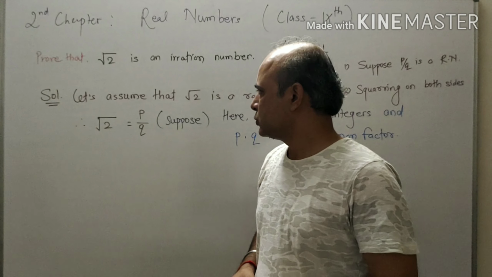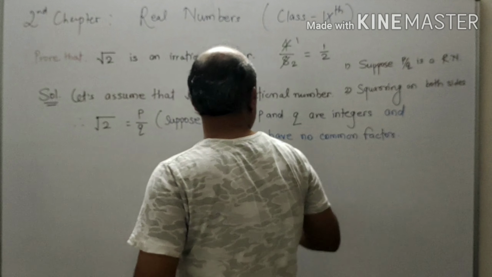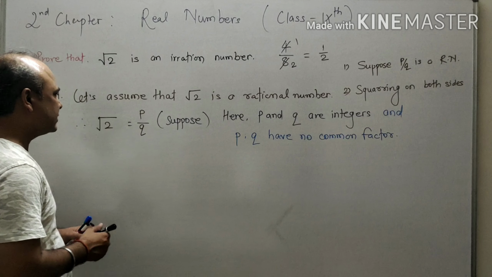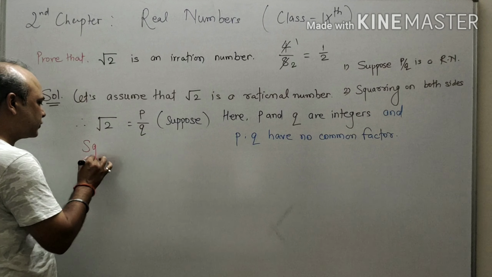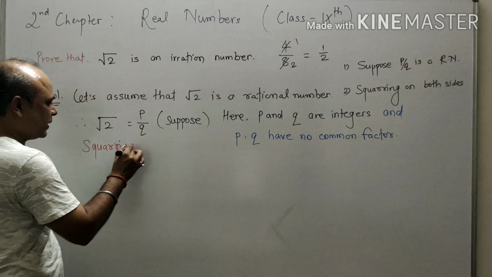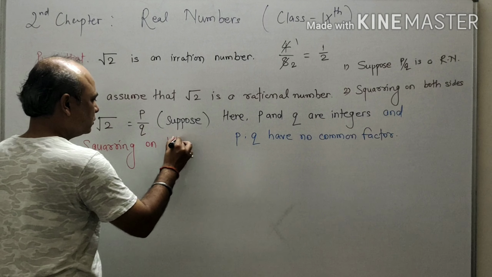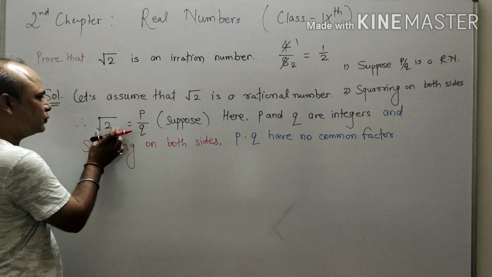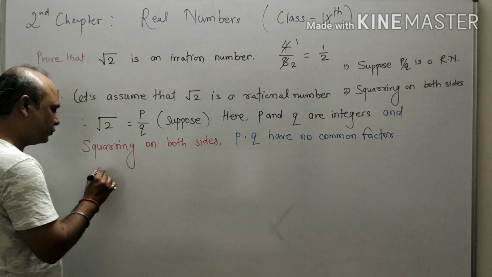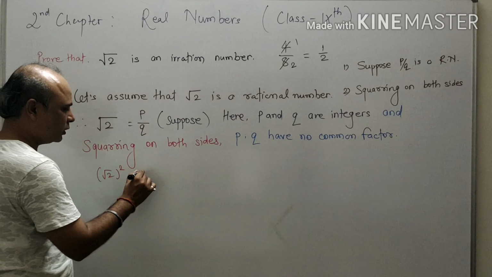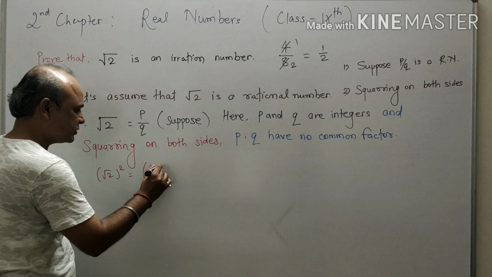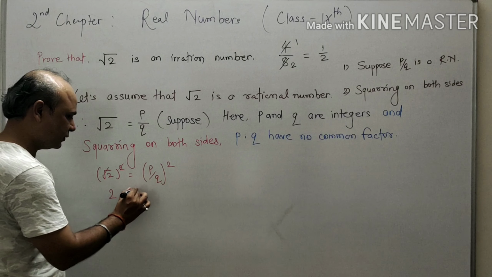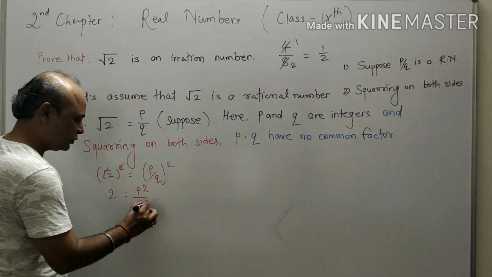Okay student, so now next step is what? Next step, squaring on both sides. So I will write squaring on both sides. So this will be root 2 square, which is equal to what? p by q the whole square, and this will be what? Square and root will cancel out, you will get 2 is equal to p square upon q square.